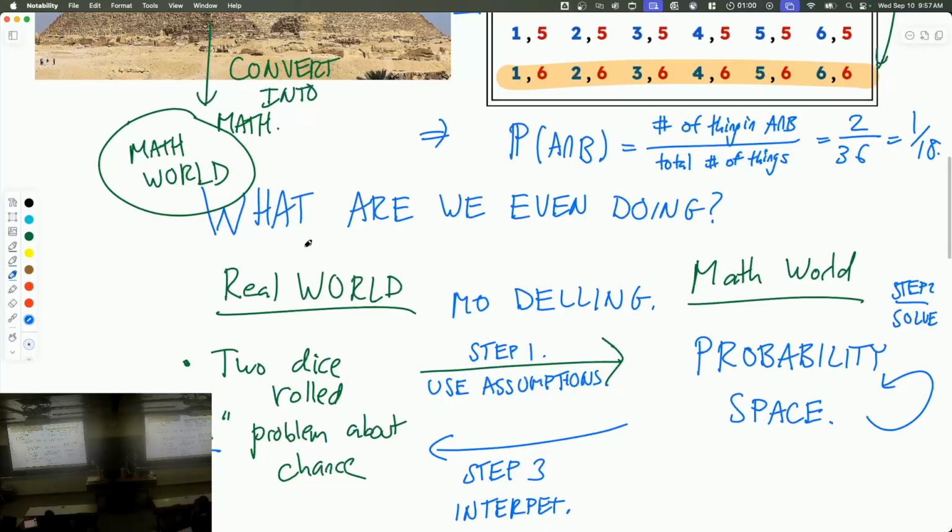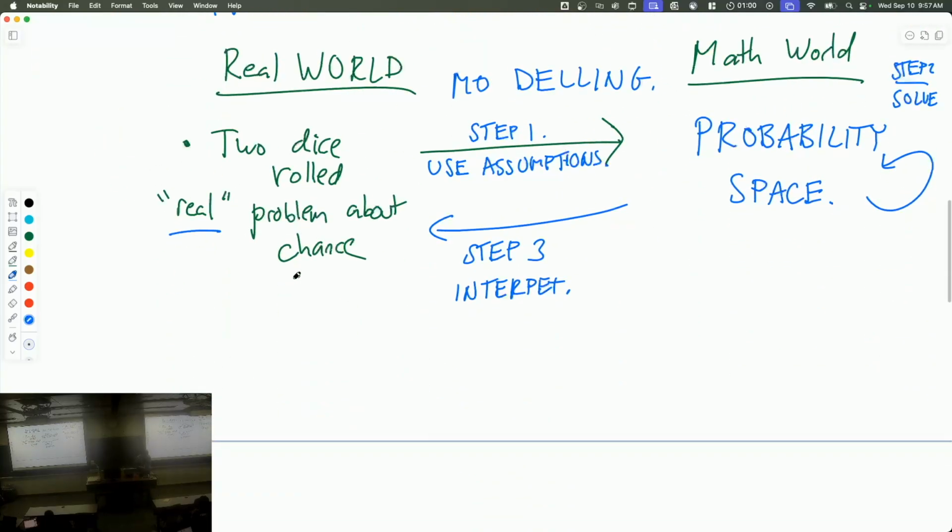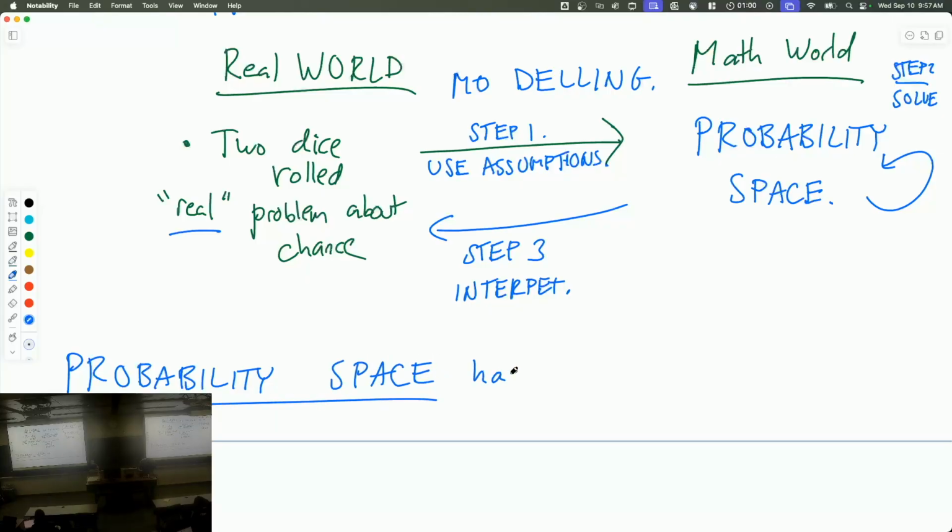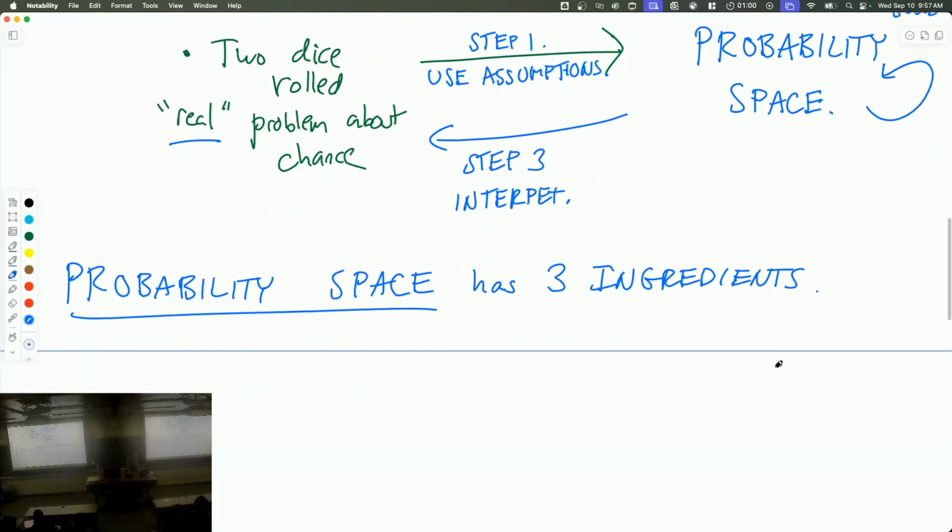Let's talk about what is a probability space. A probability space has 3 ingredients. And you have already actually seen all the ingredients. We just haven't told you what they are. So we've already sort of told you these informally, but let's do them a bit more formally.